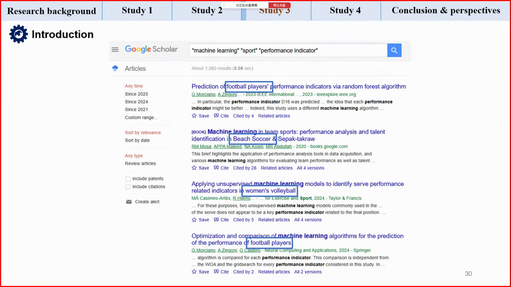And when we replaced rugby union with sports, the most relevant studies shifted to football, volleyball, and other sports, but there was still a lack of research on rugby.